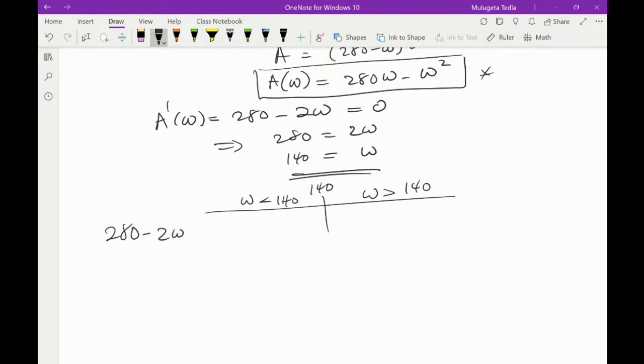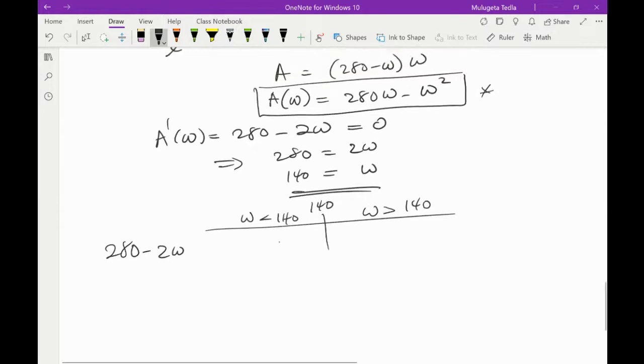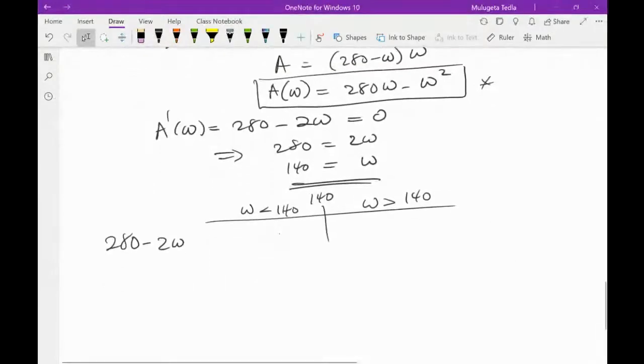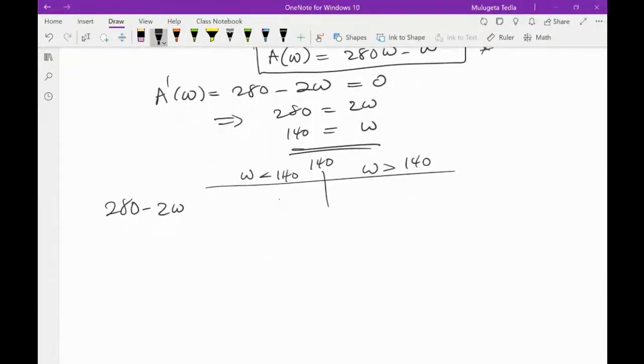If you take like 0, it's positive. What is the derivative? 280 minus 2w. So at 140 is what we got. So take a number less than 140, which is 0, which is positive. Or take a number greater than 140.